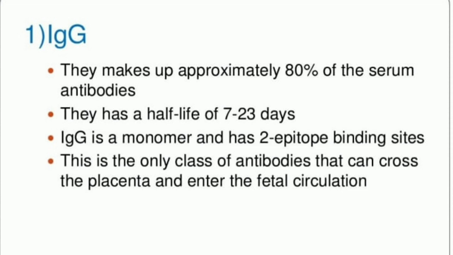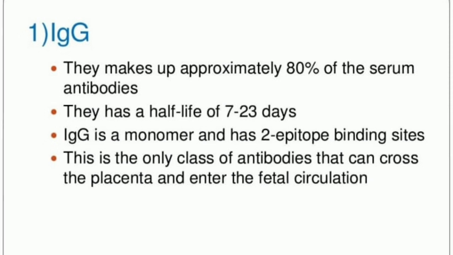IgG is the most abundant antibody in serum, constituting about 80% of the total serum antibody. They have a half-life of 7 to 23 days. IgG is a monomer and has two epitope binding sites. This is the only class of antibodies that can cross the placenta and enter the fetal circulation.